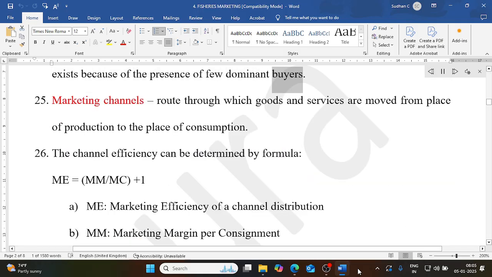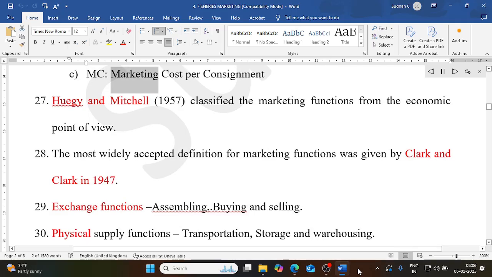Marketing channels: the route through which goods and services are moved from the place of production to the place of consumption. The channel efficiency can be determined by the formula ME = MM/MC + 1. ME: marketing efficiency of a channel of distribution. MM: marketing margin per consignment. MC: marketing cost per consignment.